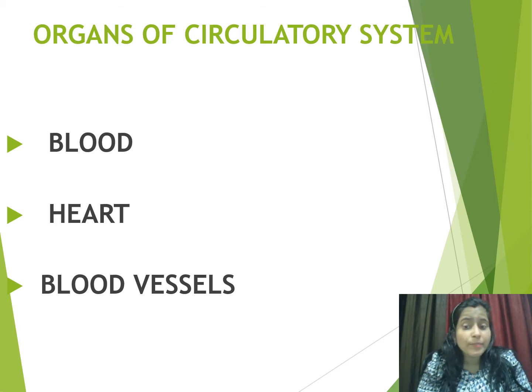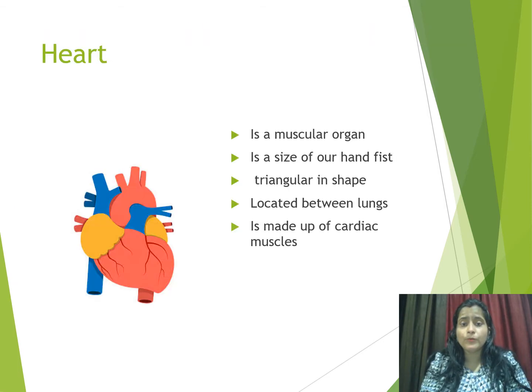Okay. Now heart. What is heart? It is the most important part of the circulatory system. Let's see how. Okay. Heart is a muscular organ and it is the size of our hand fist, this much. And it is triangular in shape. It is located between the lungs. It is slightly tilted to the left side and it is made up of cardiac muscles.